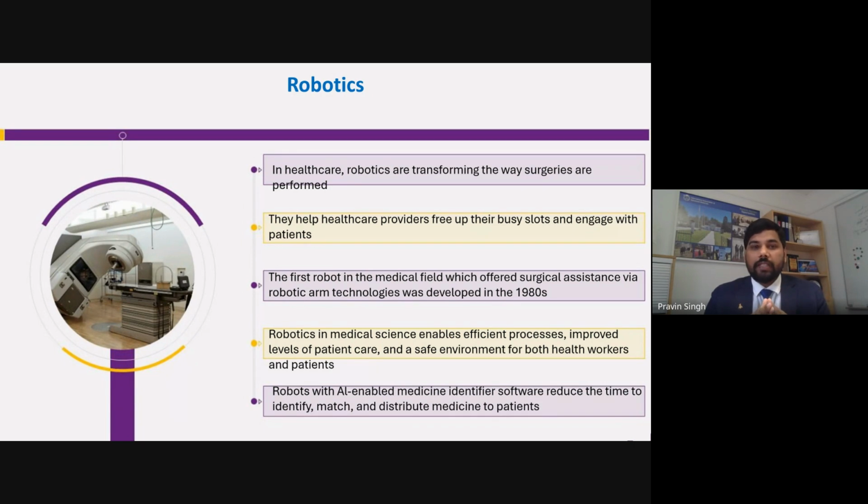Like if you go to any pharmacy store and ask, just give me paracetamol. Rather than a human thinking about where the paracetamol is, a robot will search where the paracetamol is, and it will bring it faster than the human. So this is important. Every pharmacy will be automated, and this will be done by robots.